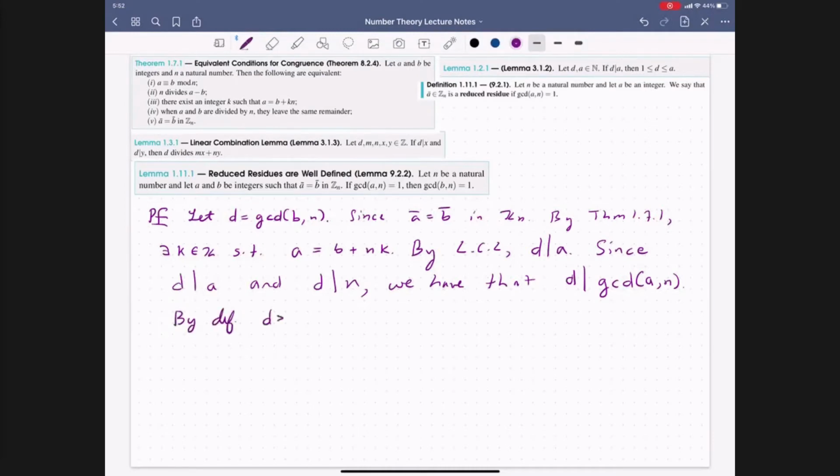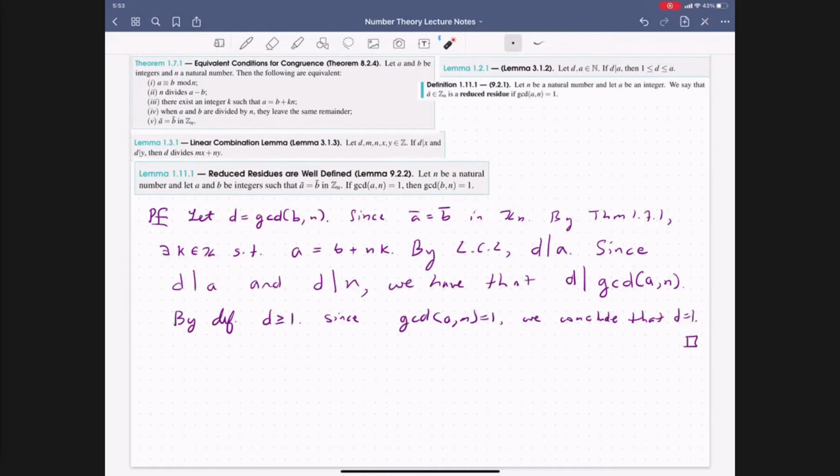By definition, d is the GCD, so it's greater than or equal to 1. And therefore, since by assumption the GCD of a and n is equal to 1, we conclude that d is equal to 1. And that finishes up this proof. And this is really just a consequence of having equivalence classes for congruence that just give us the remainder. And so now we are done with this statement.